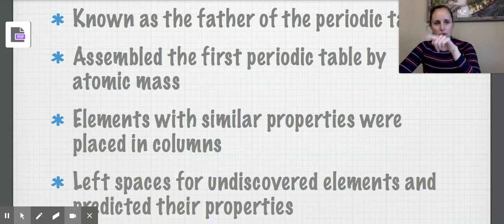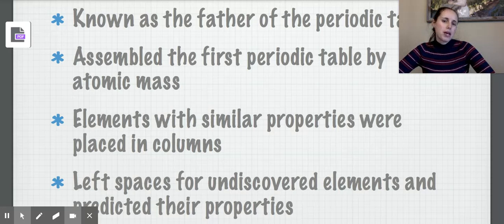For example, the first column all had similar properties. The second column all had similar properties. So he picked up on that octaves law that we talked about before from Newlands, but he would every eighth element go back to the beginning, every eighth element go back to the beginning, and that creates more of the chart that we understand today. Again, Mendeleev really was big on patterning.